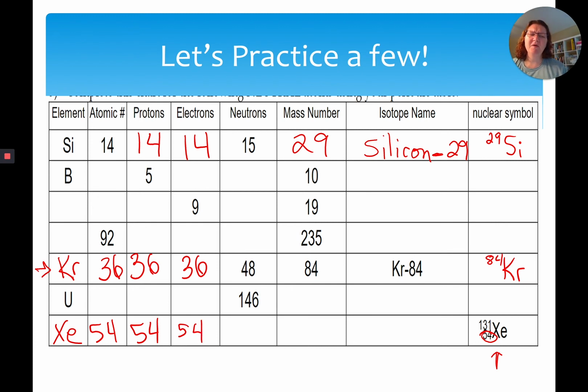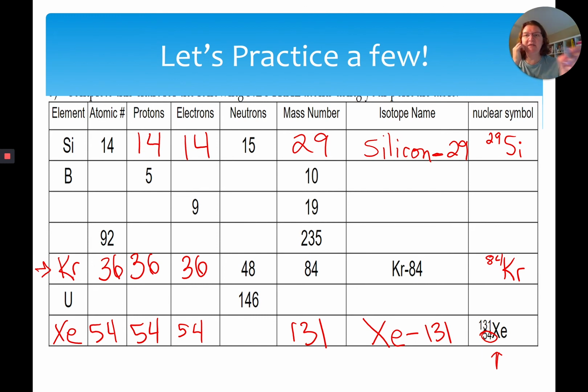You say, Mrs. Pogue, you keep saying that. Yes, I keep saying that because we're going to get to these things called ions where protons and electrons are not the same number. And that's going to change the symbol just a little bit. I'm going to skip neutrons for just one second. Mass number is 131. The name would be xenon 131.